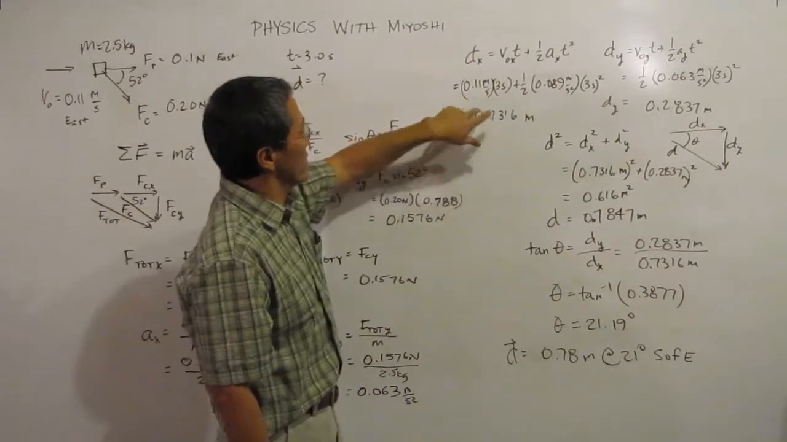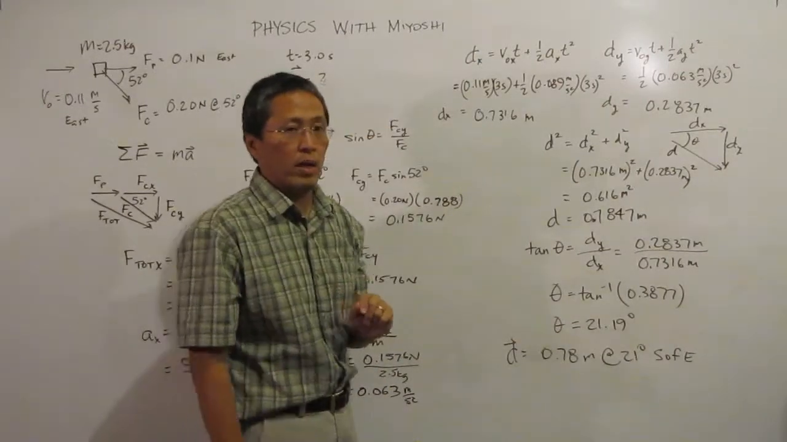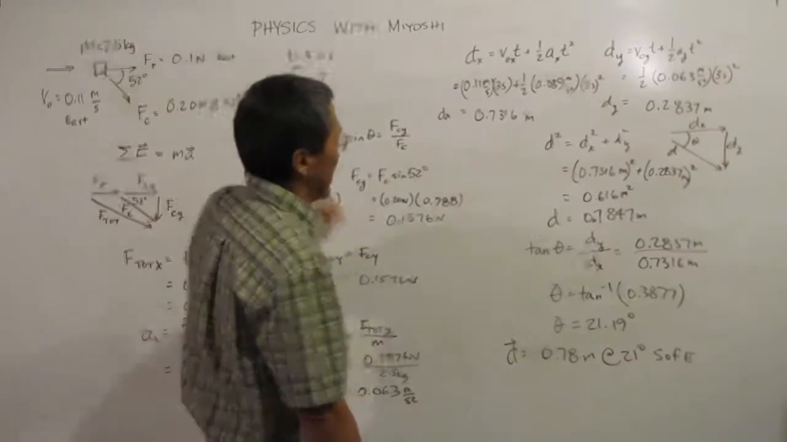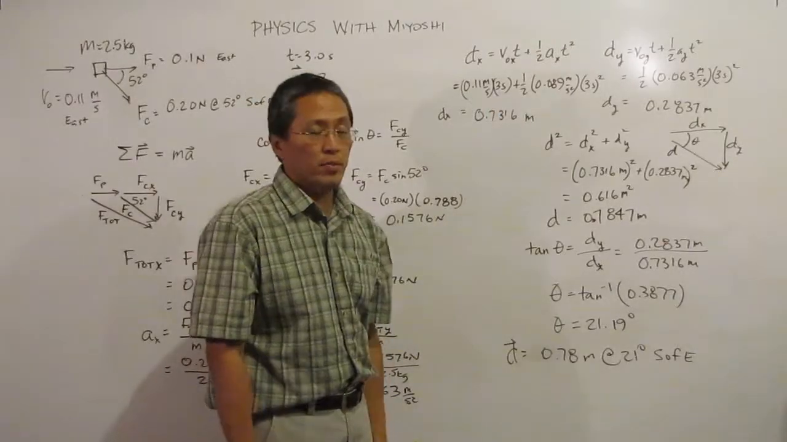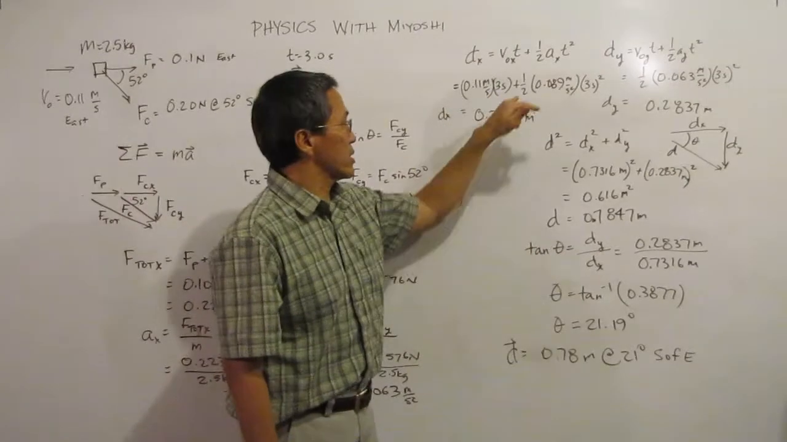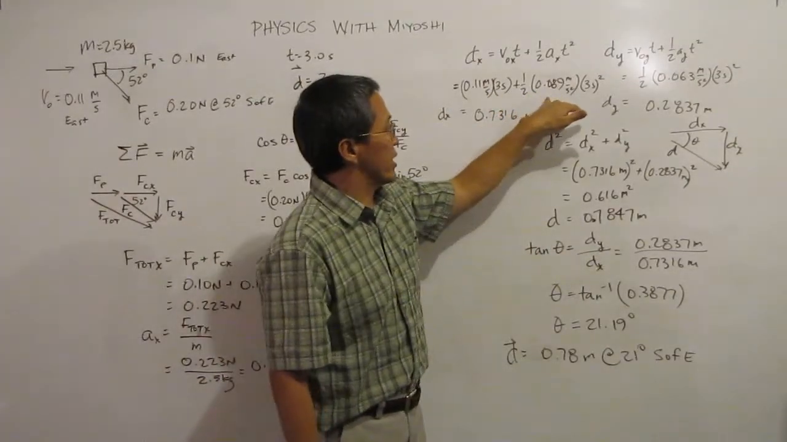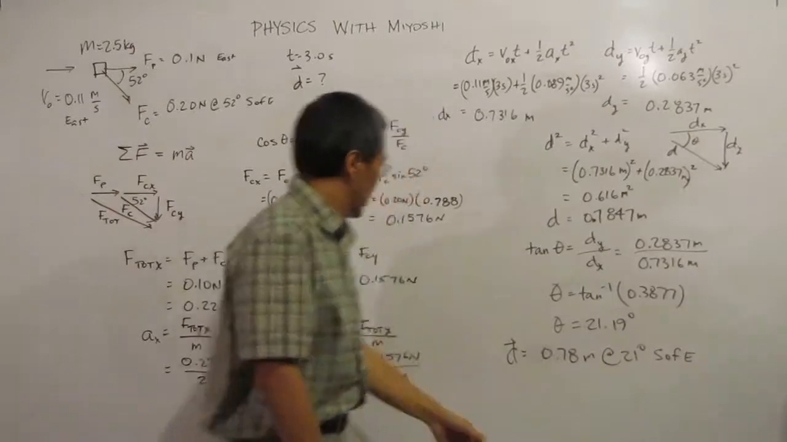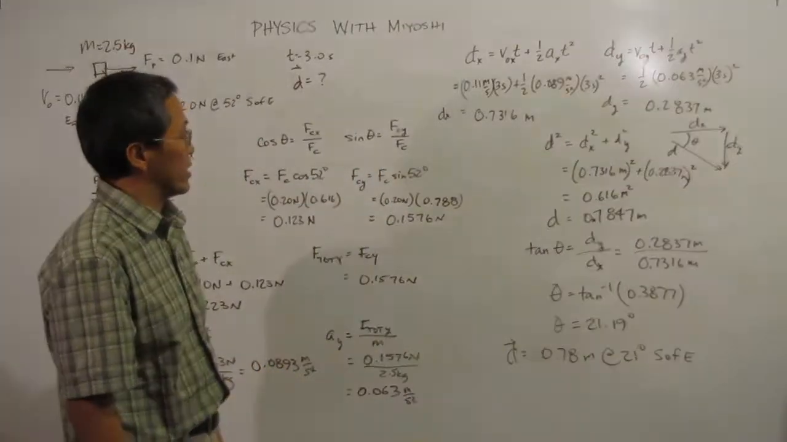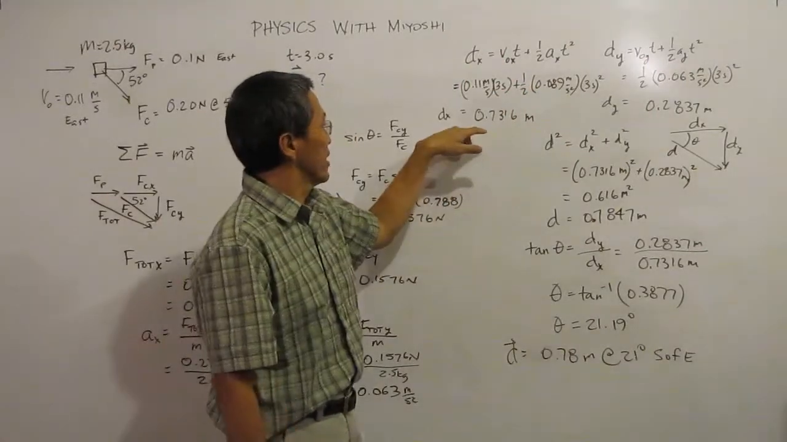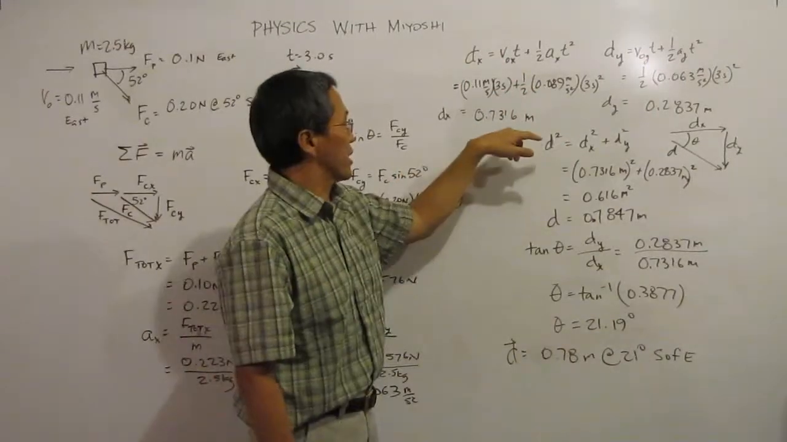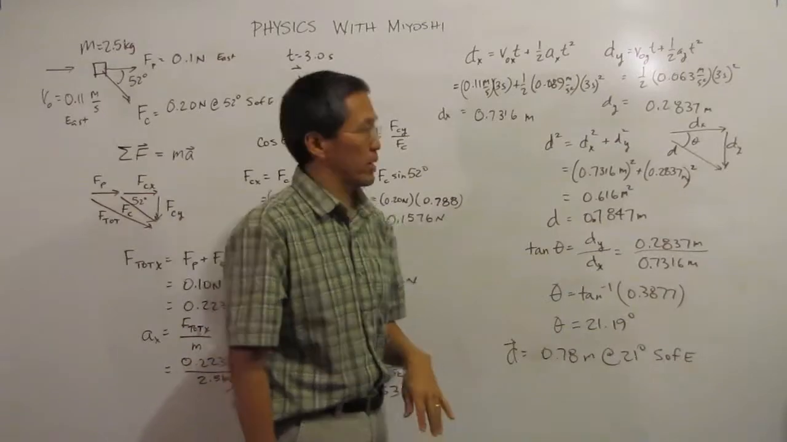Now for the x direction, I start off with the initial velocity, which is back here in my givens, of 0.11 meters per second. Multiply that by 3 seconds, add 1/2 the acceleration in the x direction times t squared. The x direction acceleration is here, and after I multiply all that out, I end up getting the displacement in my x direction is 0.7316 meters.